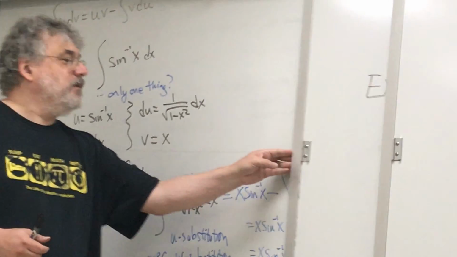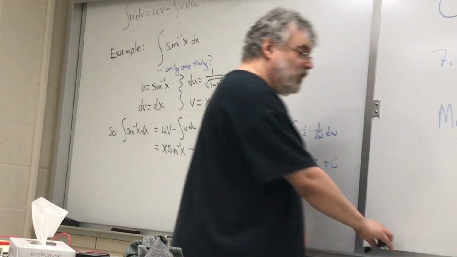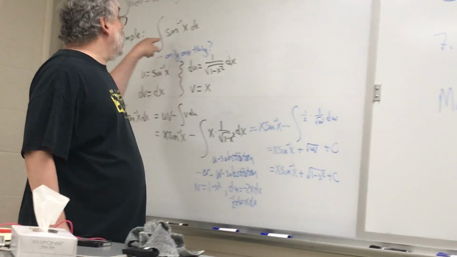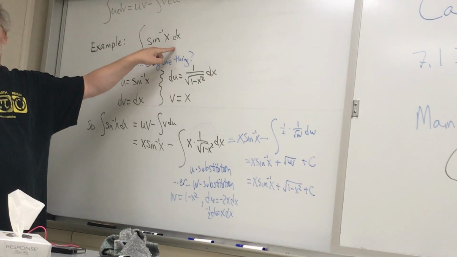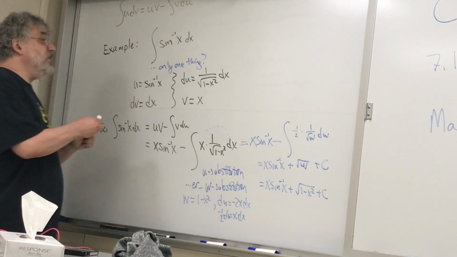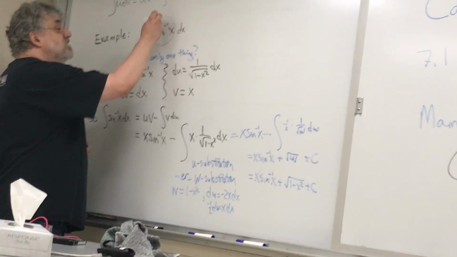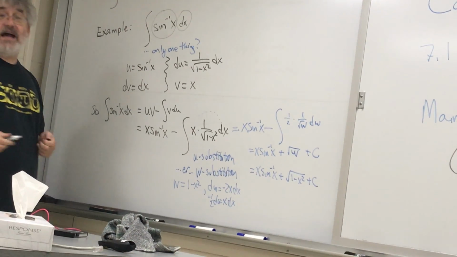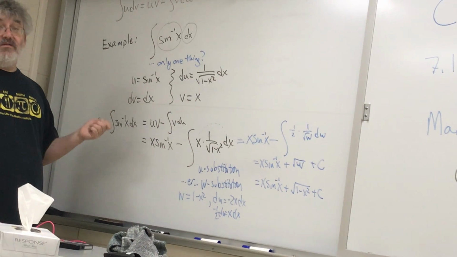Get this moved. What do we want to do here? Integral of inverse sine of dx. Now you might be thinking, look, wait, there's only one thing here. But that's not true. There are two things. There's the inverse sine, and there's the dx. There's always the dx, so even if there's only one thing in there, one of them can be dx.